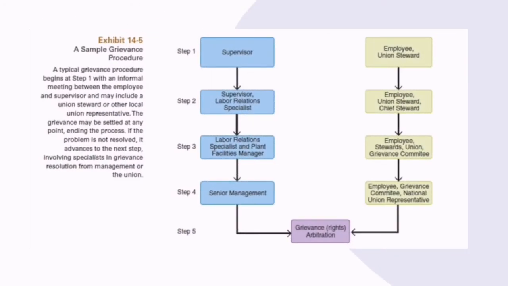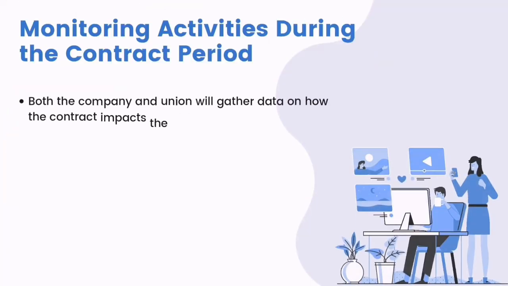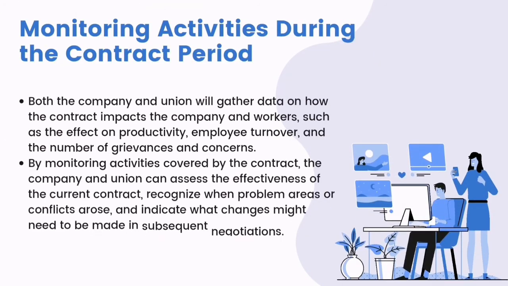This is a sample grievance procedure. A typical grievance procedure begins at step 1 with an informal meeting with the employee and supervisor and may include a union steward or other local union representative. The grievance may be settled at any point, ending the process. If the problem is not resolved, it advances to the next step, involving specialists in grievance resolution from management or the union.